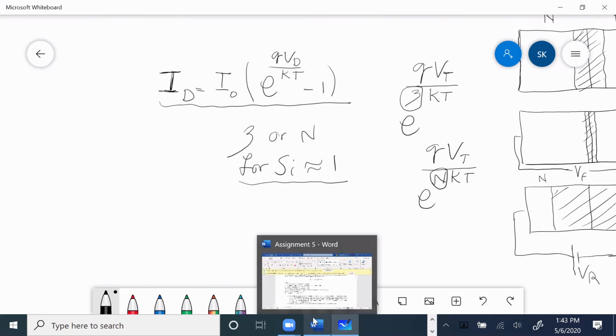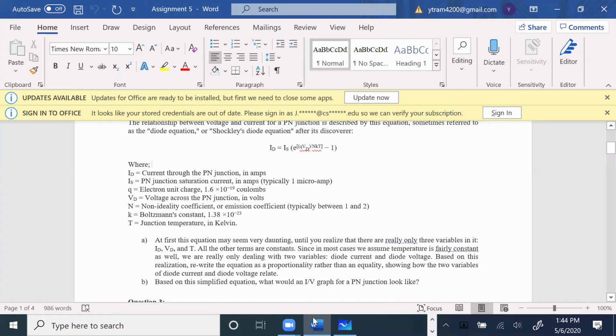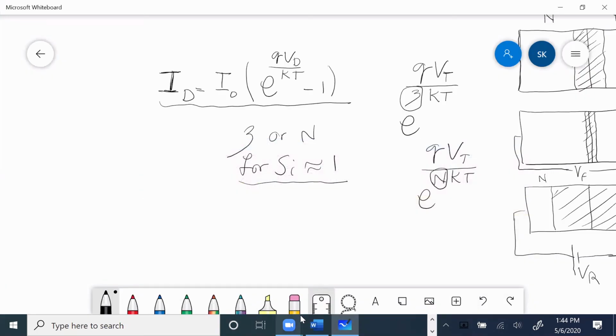Let me make sure that nothing else is said. So ID, IS, Q, VD, N, non-ideality coefficient or emission coefficient, typically between 1 and 2. That's right. That's what it says. Boltzmann constant and temperature. Right. Okay.